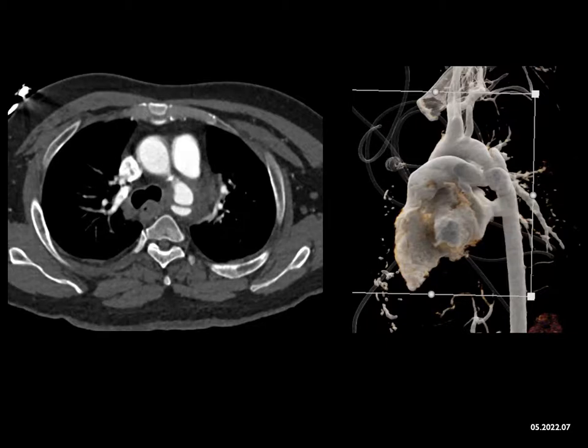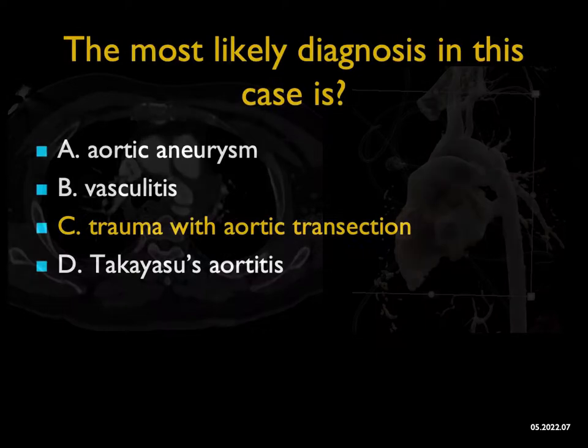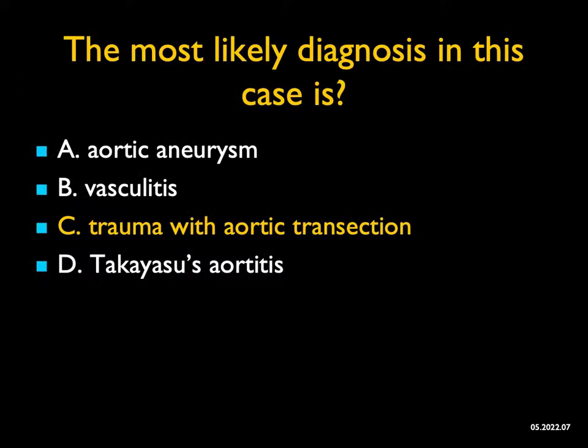This patient was very lucky, they're alive. The patient eventually had a stent placed and did okay. Takayasu's aortitis is a vasculitis. Other vasculitis, giant cell, can involve the aorta. Both Takayasu's and giant cell are large vessel vasculitis, but that's not what we're dealing with here. And aortic aneurysm would not be the right diagnosis. So, a beautiful example of an aortic transection at the ductus region.